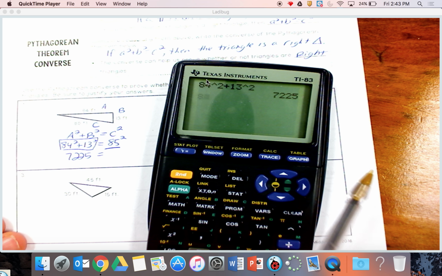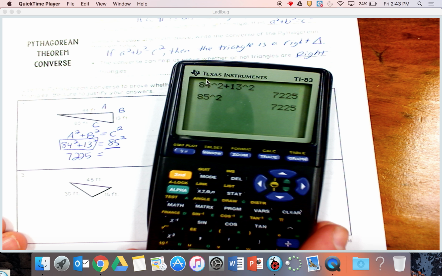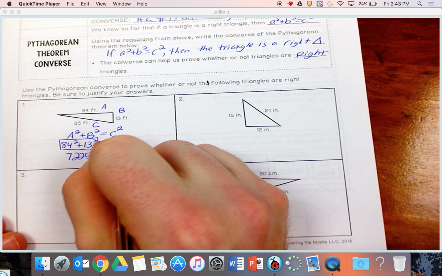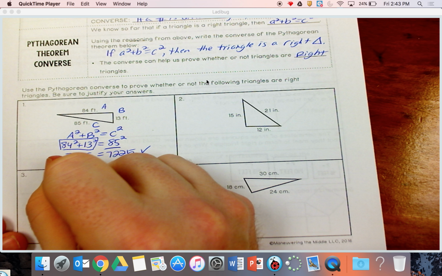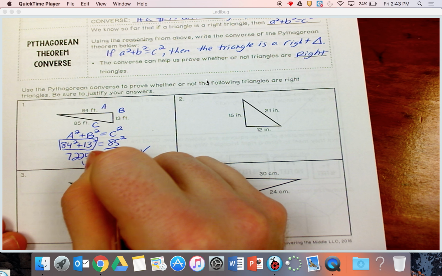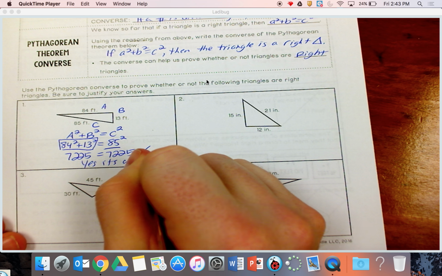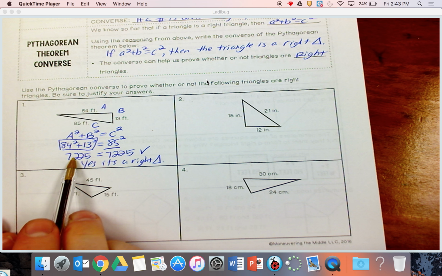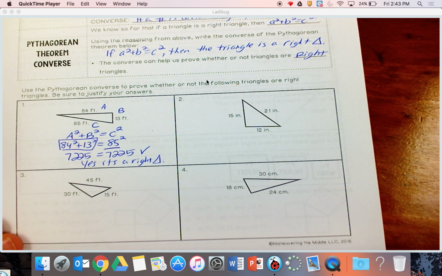So I'm going to put in 85 to the second power. That also gives me 7225. So these are now the same. So this is, yes, it's a right triangle. Okay? So far I know that's a right triangle because both sides are the same using the converse.